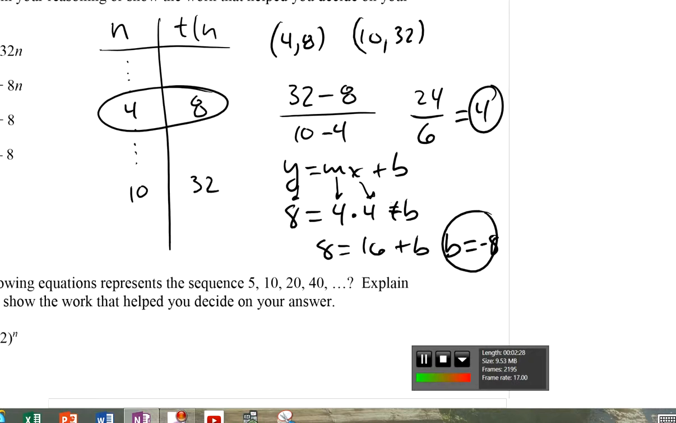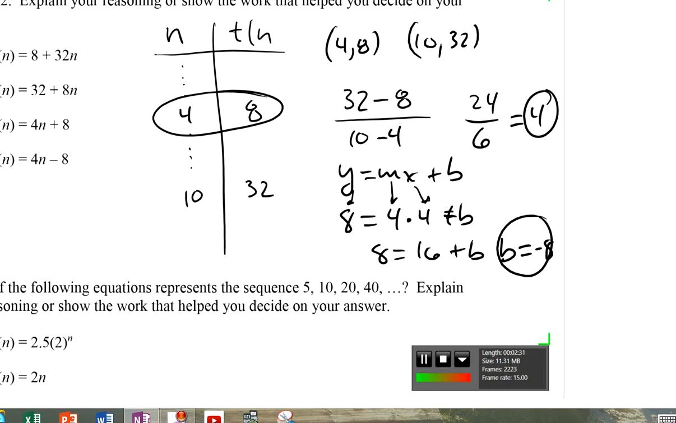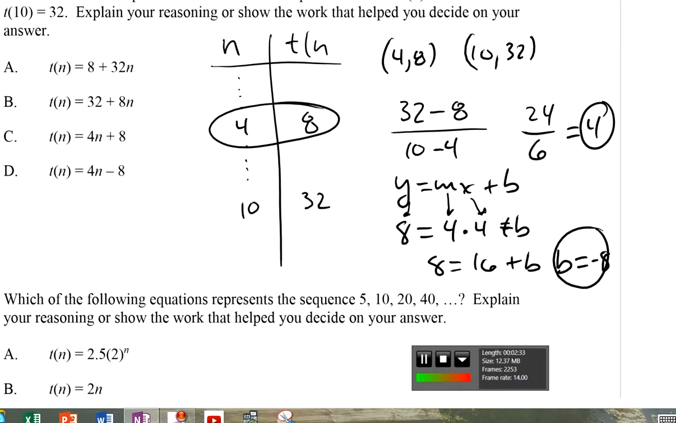Now that I know b is equal to negative 8, look at it, guys. I've got a slope of 4, and I've got a y-intercept of negative 8. Which one of those is my equation? The last one, D. Very good.